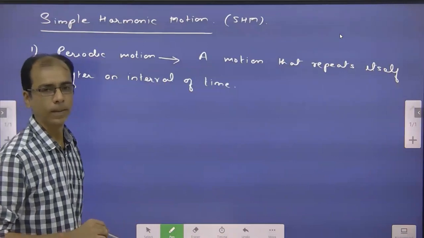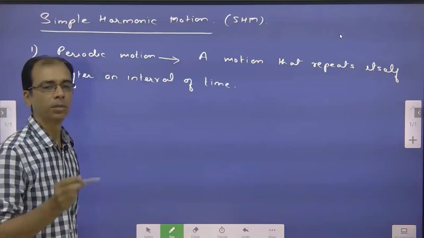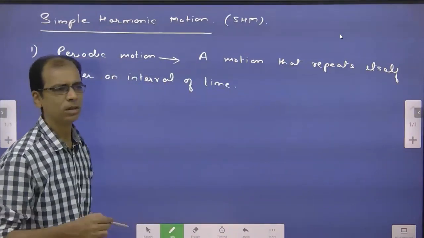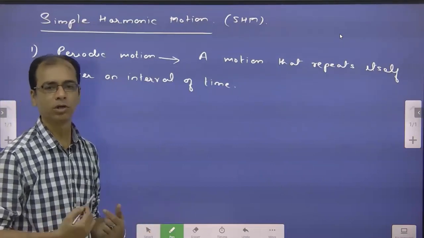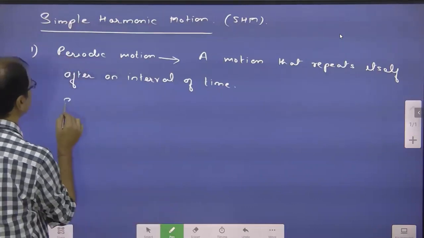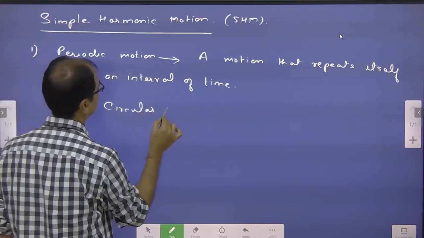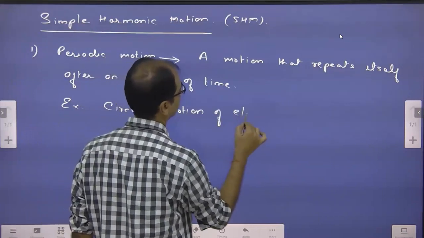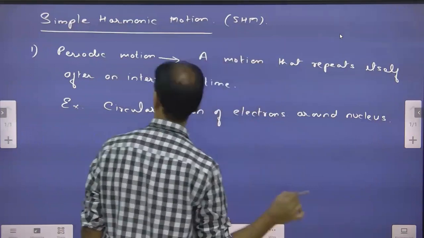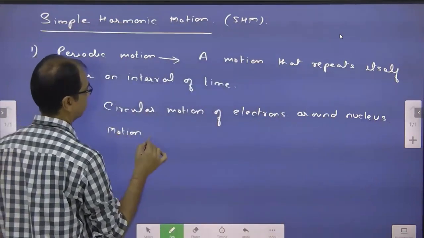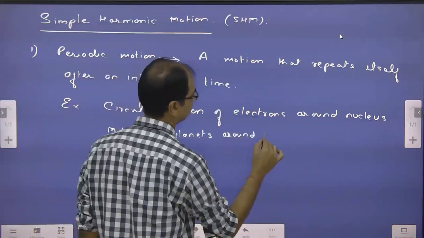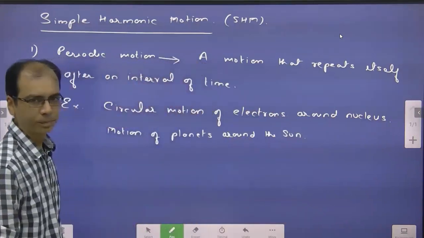Example, circular motion. Suppose a stone is there and you are rotating it, it's a periodic motion. Or the motion of planets around the sun or motion of electrons around the nucleus. These are all examples of circular motion. Example, circular motion of electrons around nucleus, or motion of planets around the sun. Okay, this is periodic motion.